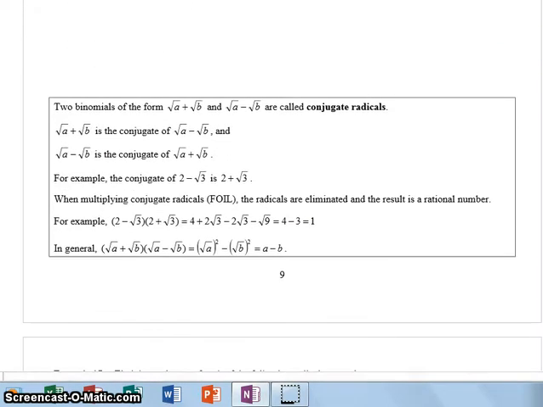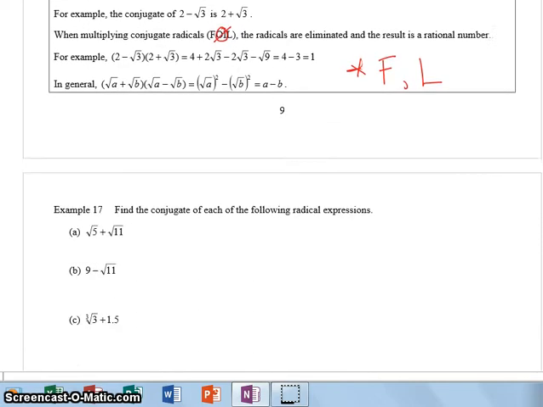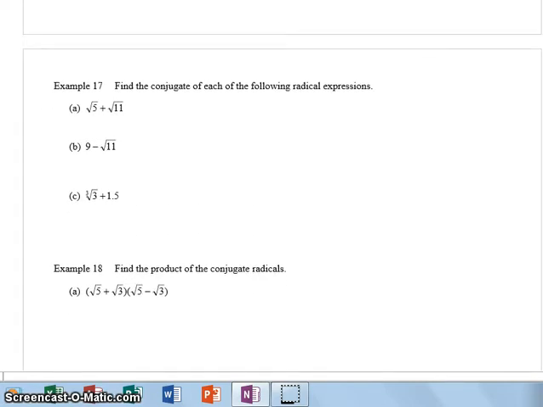If you just look right here, this is the square root of A plus the square root of B. Its conjugate is the square root of A minus the square root of B. These are called conjugates. The shortcut is only to do the first and the last. The outers and the inners in FOIL cancel. That will always work if they're conjugates. Now example 17 just says find the conjugate.